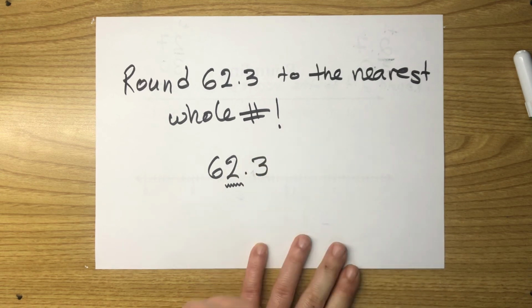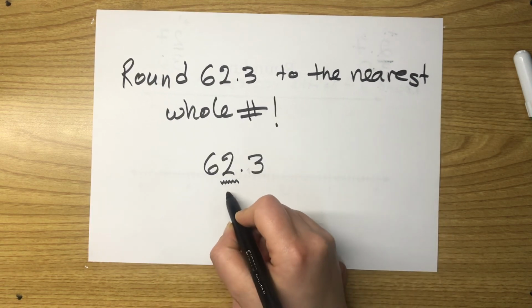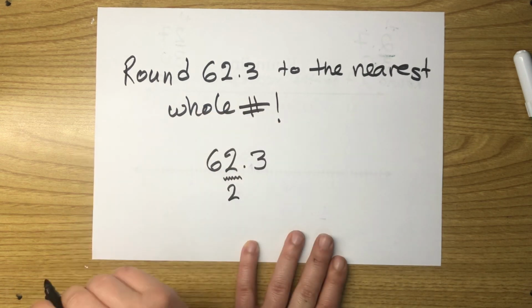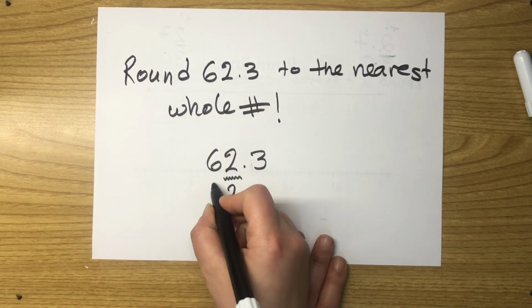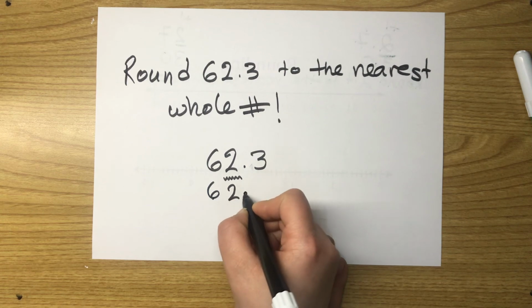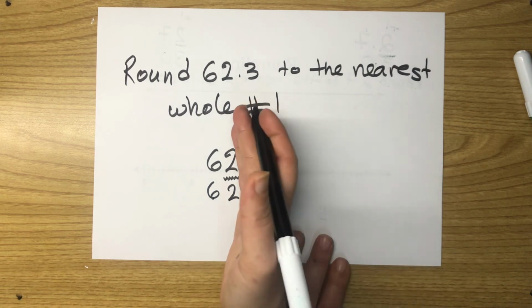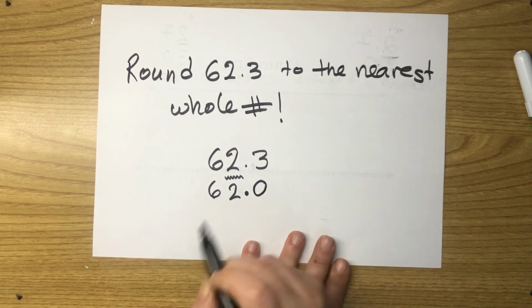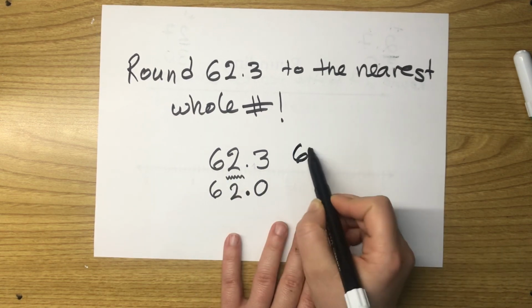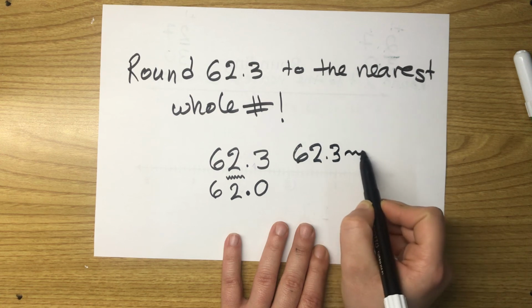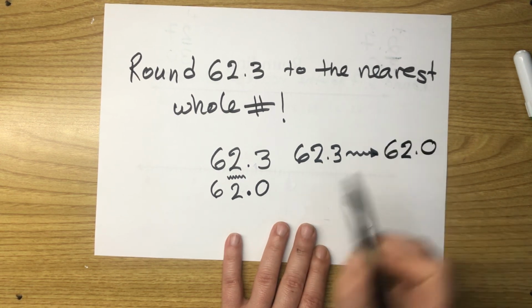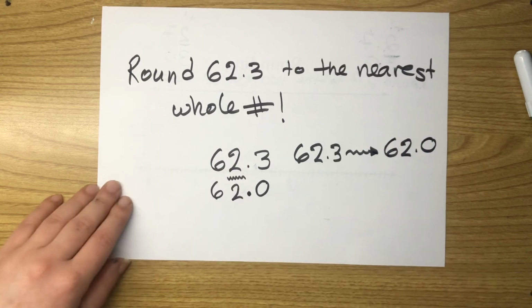So 3 doesn't give the 2 anything. The 2 is going to stay the same. All the digits on the left side are going to stay the same. Keep the point, don't forget it. And all the numbers on the right side will go to 0. So 62.3 rounded to the nearest whole number equals 62.0.